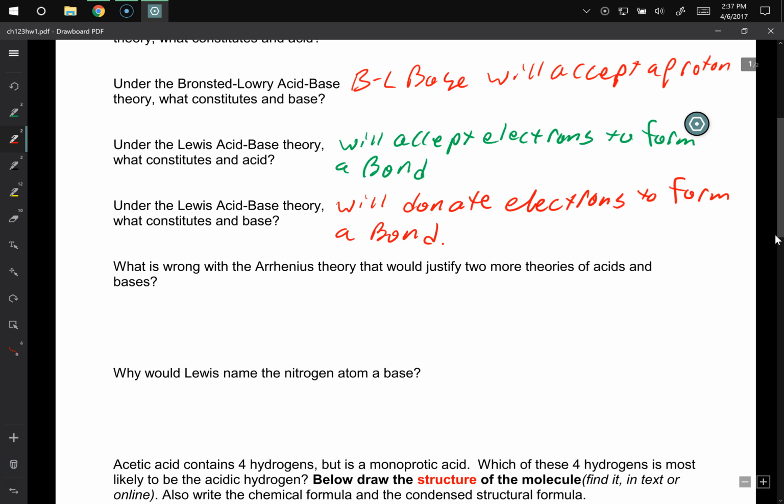What's wrong with the Arrhenius theory? I'm sorry, something, what? It just has to do with water. Okay, one problem is it's a very specific theory, must be talking about it being in water. And not all acid-base reactions happen in water. What else we got?